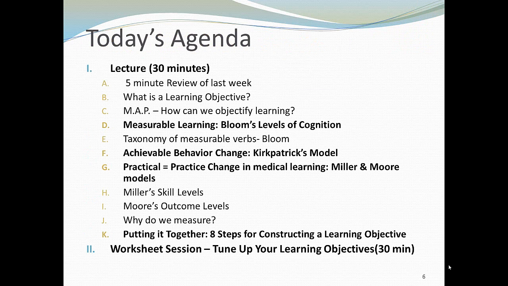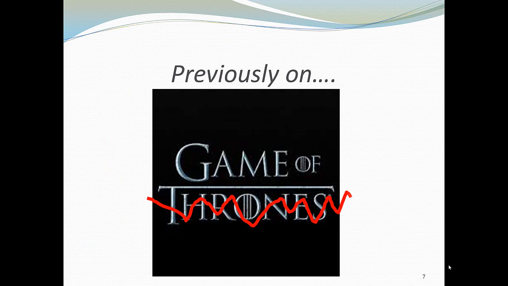Today's agenda: we're going to do a quick 5-minute review of last week, go over what a learning objective is, and how we can objectify learning according to our 3 MAP tools: measurable, achievable, practical. We'll go over what exactly Bloom's levels and verbs are, and what is achievable behavior change according to Dr. Kirkpatrick, Dr. Miller and Dr. Moore. We'll go over why we measure, and then at the end we will do a worksheet session.